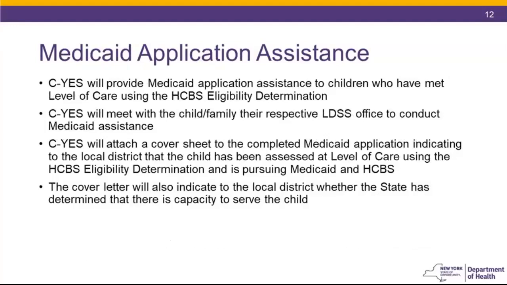Medicaid application assistance. CS will provide Medicaid application assistance to children who have met level of care using the HCBS eligibility determination. CS will meet with the child or family in their respective LDSS office to conduct Medicaid assistance. CS will attach a cover sheet to the completed Medicaid application indicating to the local district that the child has been assessed at level of care using the HCBS eligibility determination and is pursuing Medicaid and HCBS. This cover letter will also indicate to the local district whether the state has determined that there is capacity to serve the child.